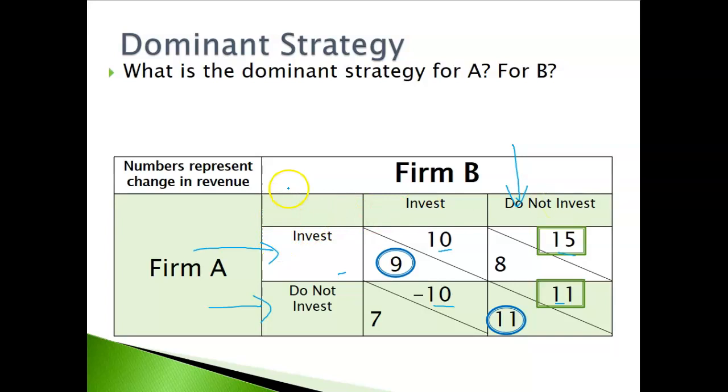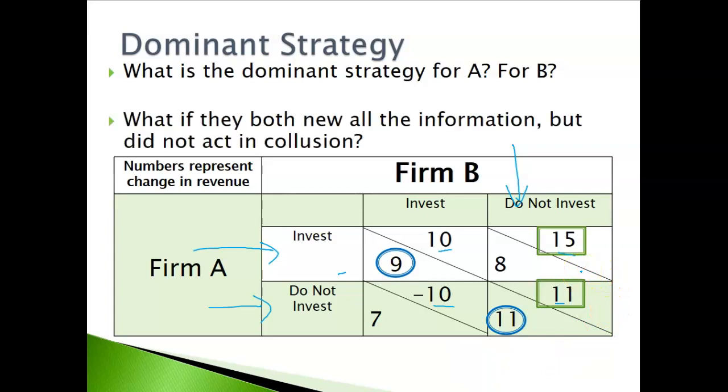So if you were firm A, what do you think you'd do? If you know all this information, you know firm B is going to not invest. And so if they're going to not invest, you're going to not invest. We already knew and saw that one. So this is going to be the logical outcome between these two players, is to not invest. That's the dominant strategy theory.